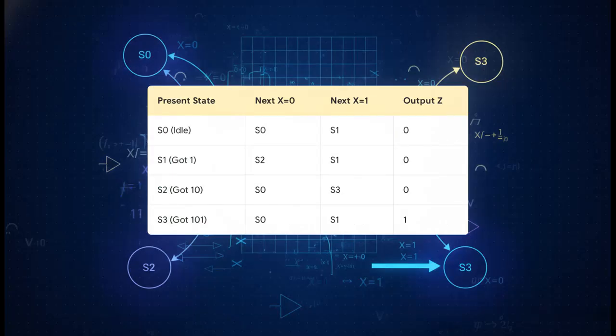But those abstract circles and arrows have to be translated into actual mathematical rigor, right? That's where the state transition table comes in. Say our present state is S2 and input X is 1. Our next state is S3. Engineers use this exact grid to derive Karnaugh maps, and from those they figure out the precise mathematical equations needed to actually wire up the flip-flops we saw earlier.